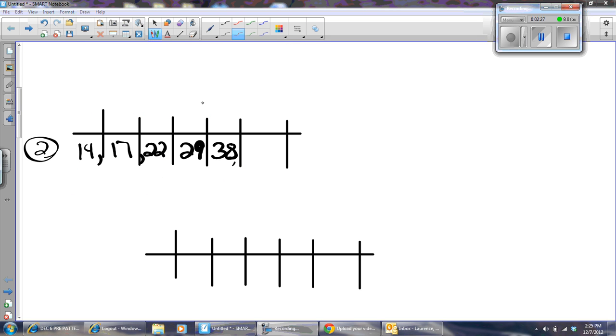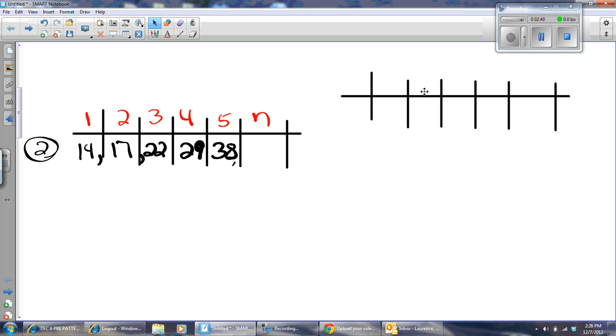It goes 14, 17, 22, 29, 38. So that's my first number, my second number, my third number, my fourth number, my fifth number, and I'm looking for the nth number. So I need to go ahead and find the first differences. So let me see. How do I turn 14 into 17? I add 3. 17 to 22, I add 5. This will be add 7, and then there's an add 9.